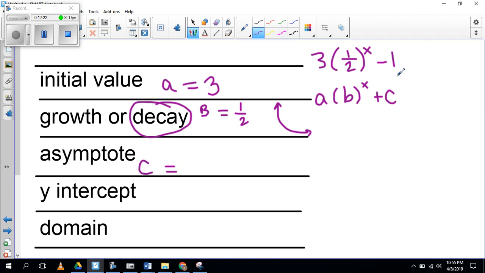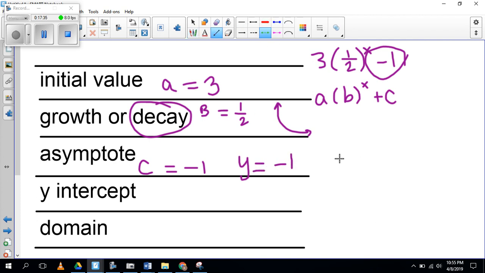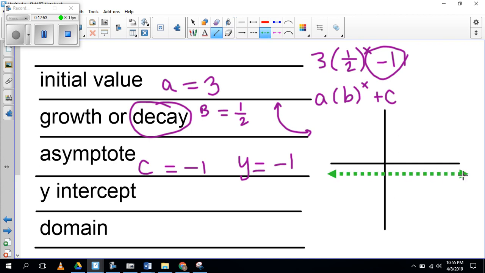So if you look here, our C value is -1. And guys, also, it may be easier to let you know that it's going to be on the y-axis. So I'm going to go ahead and graph that. So this is your, oh, excuse me. This is your line that your graph never touches. It comes close to, but it never touches. So y is -1 is here. Okay.